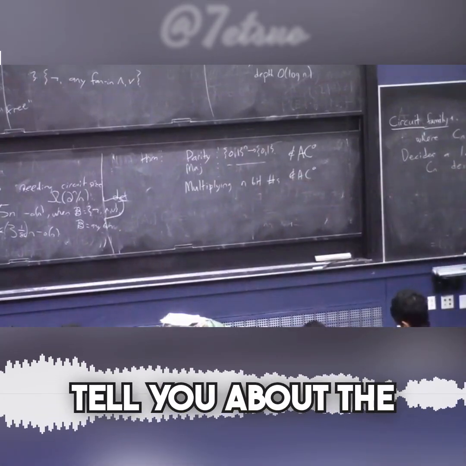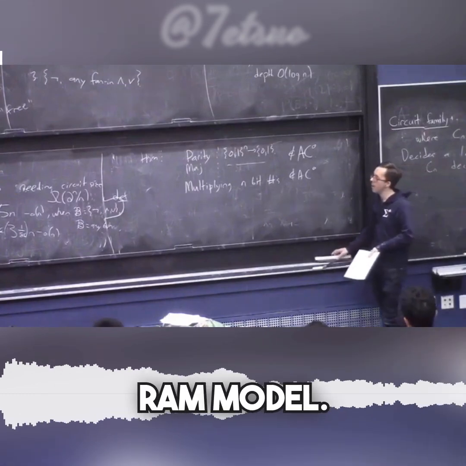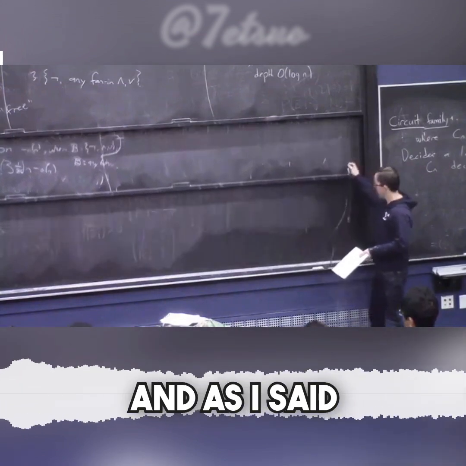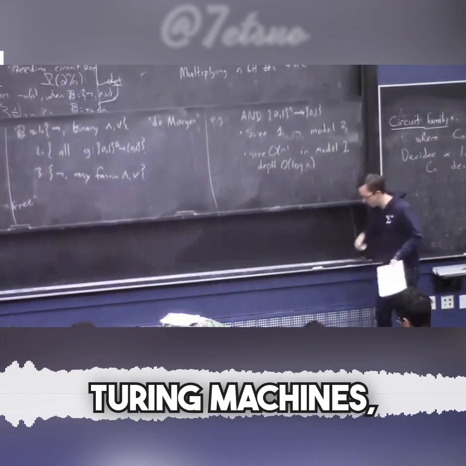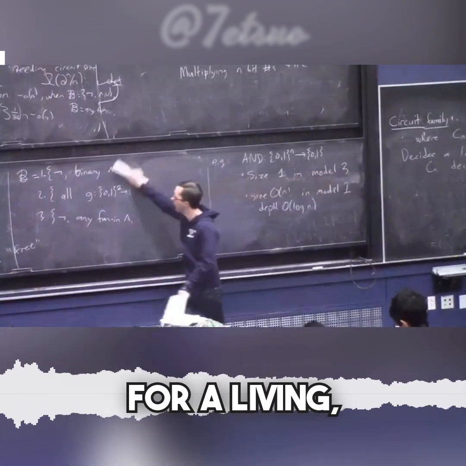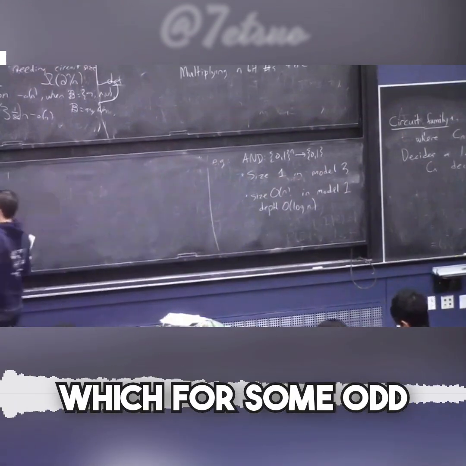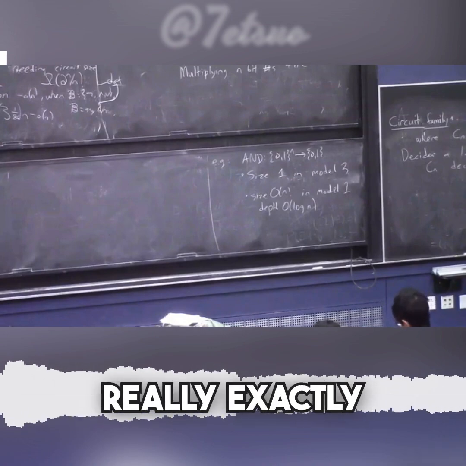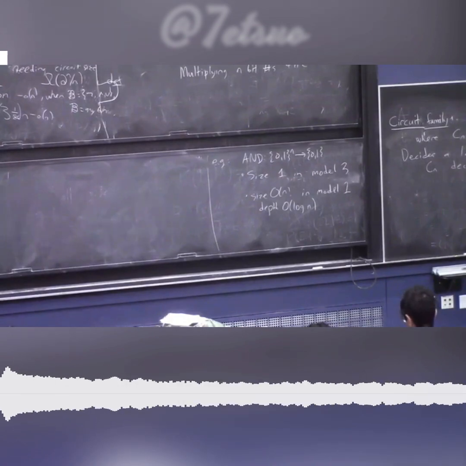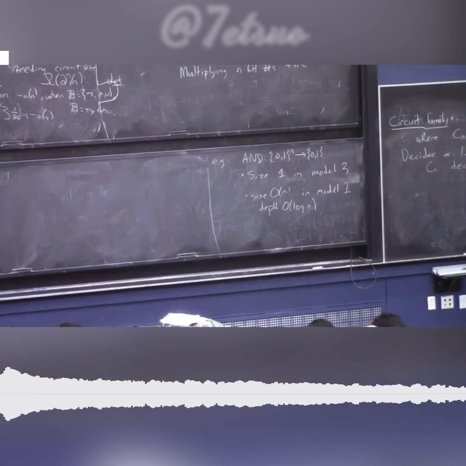So now I want to tell you about the third model of computation, which is the word RAM model. And as I said before, these two models, circuits and Turing machines, are more beloved by complexity theorists. But if you're a person that studies algorithms for a living, you use the quote-unquote standard algorithmic model, which for some odd reason they never really exactly want to tell you in basic textbooks. But it's called the word RAM model.